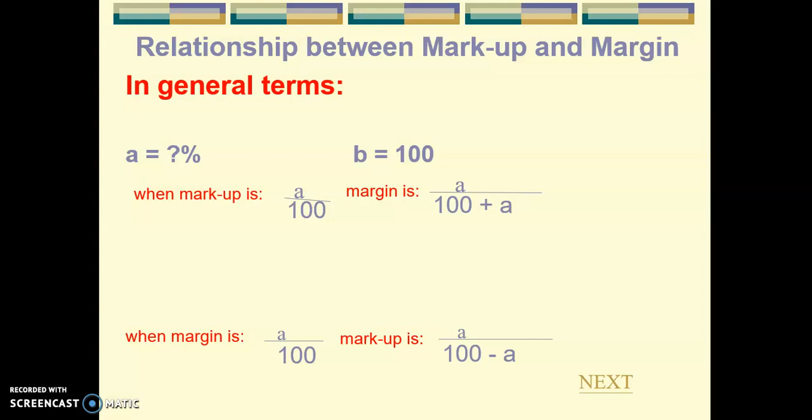And when that is multiplied by 100, it will give you 25%. So I hope that this explanation is clear. When your markup is a given percentage, then your margin is that percentage divided by 100 plus the same percentage that you are given. Similarly, if your margin is a particular percentage, then your markup is the percentage that you were given divided by 100 minus that same percentage. So that is, in general terms, the relationship between your markup and your margin.